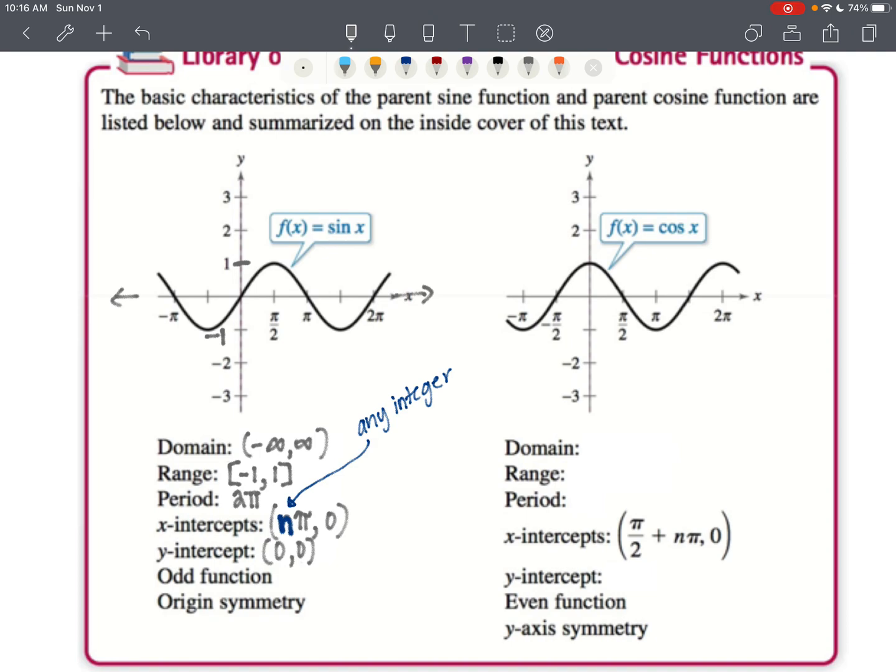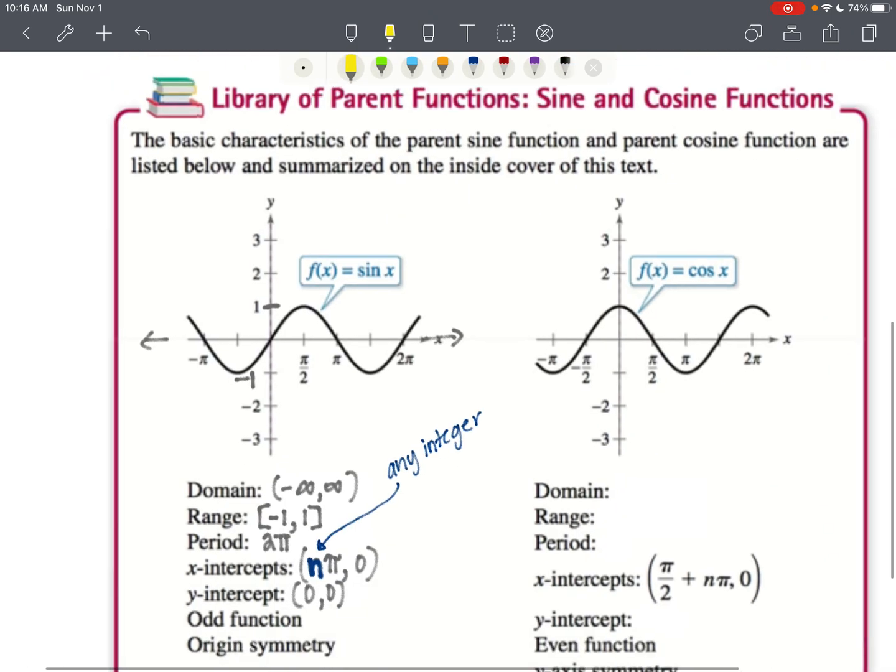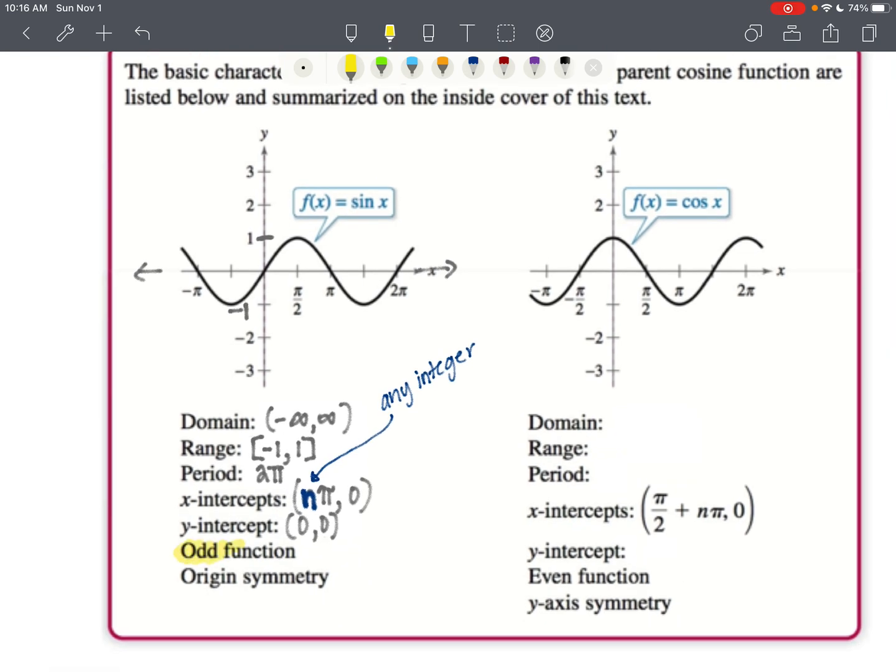This is an odd function, very important for you to note. This is an odd function. I did sine in yellow, so I want to highlight that in yellow. And it has symmetry about the origin. That's true with any odd function. Any odd function is going to have symmetry about the origin. And this is why symmetry is so important, because then you can relate it to whether or not you have an odd or even function.